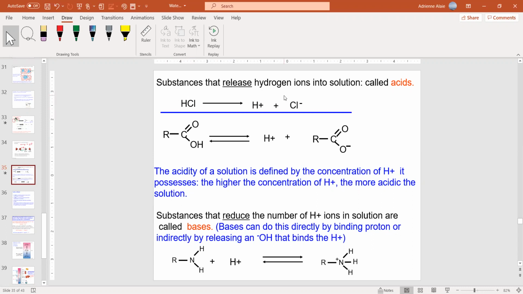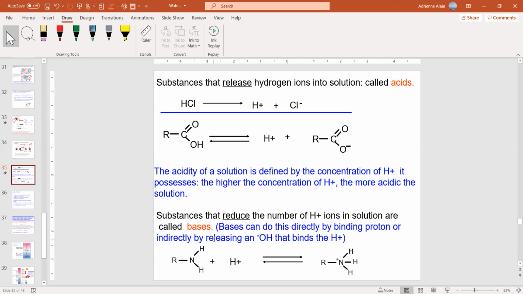It just completely dissociates. Okay, so the acidity of a solution is defined by the concentration of the protons in it. So the more protons, the more acidic the solution is. The higher the concentration of protons, the more acidic the solution. All right, now we have defined what acids are. Let's define what bases are.